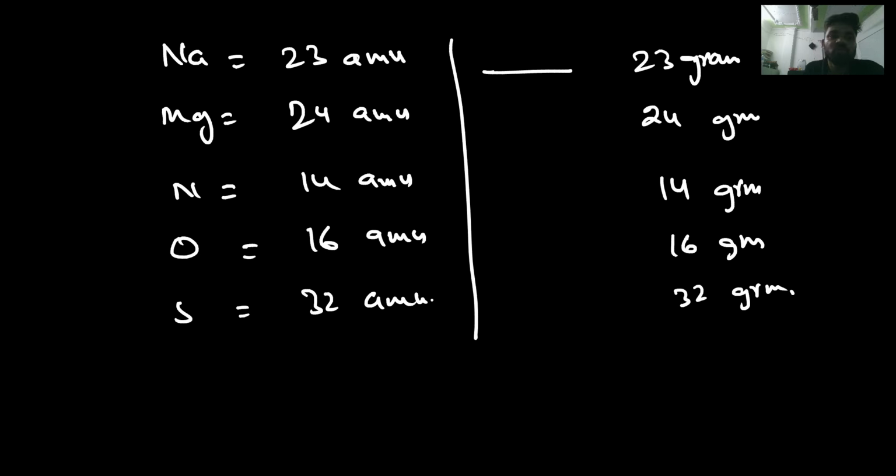So let's consider the calculation of the number of atoms. You know very well that one sodium atom has a mass of 23 AMU.